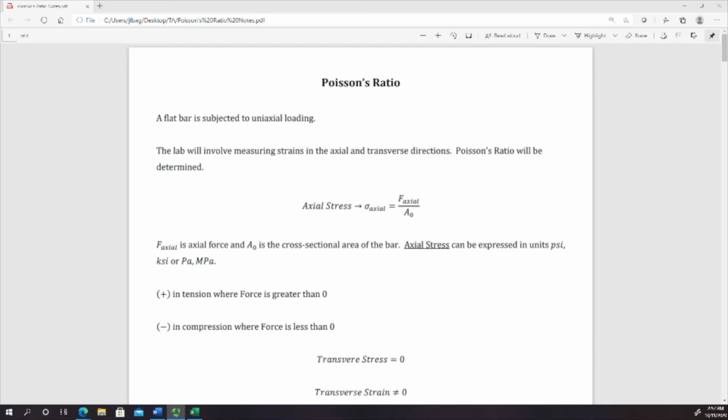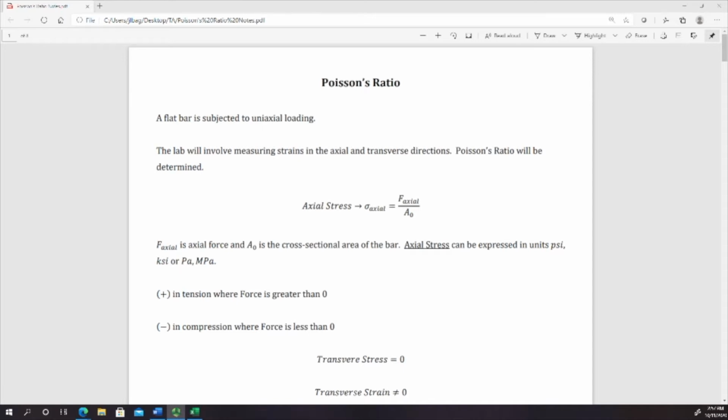So just kind of a little bit of overview of what we're doing. The Poisson's ratio experiment is going to be covering a flat bar that's subjected to uniaxial loading. The main thing that we're looking at in this experiment is being able to confirm Poisson's ratio for an aluminum sample. In this case, we're looking at an aluminum sample of 6061 T6 aluminum. So just a little bit of background, kind of covering some notes for the experiment.